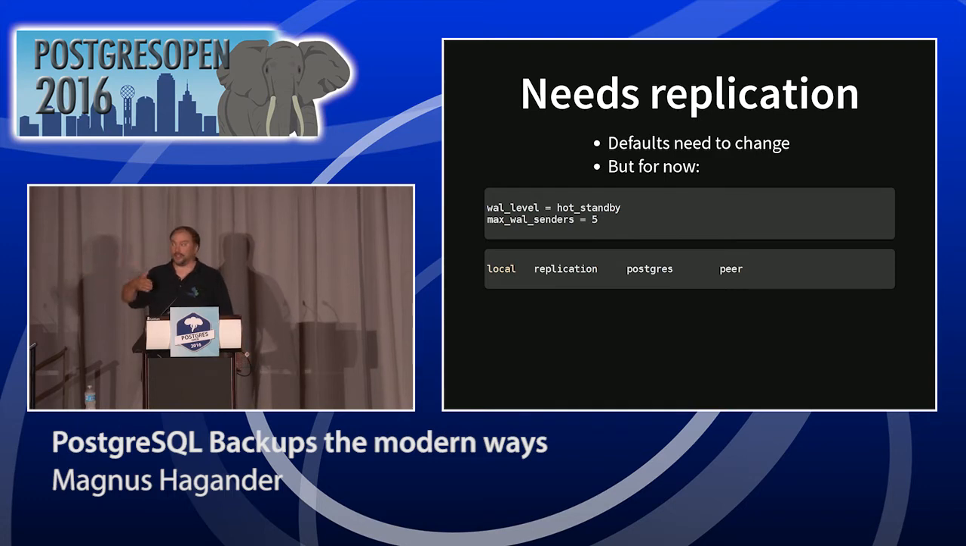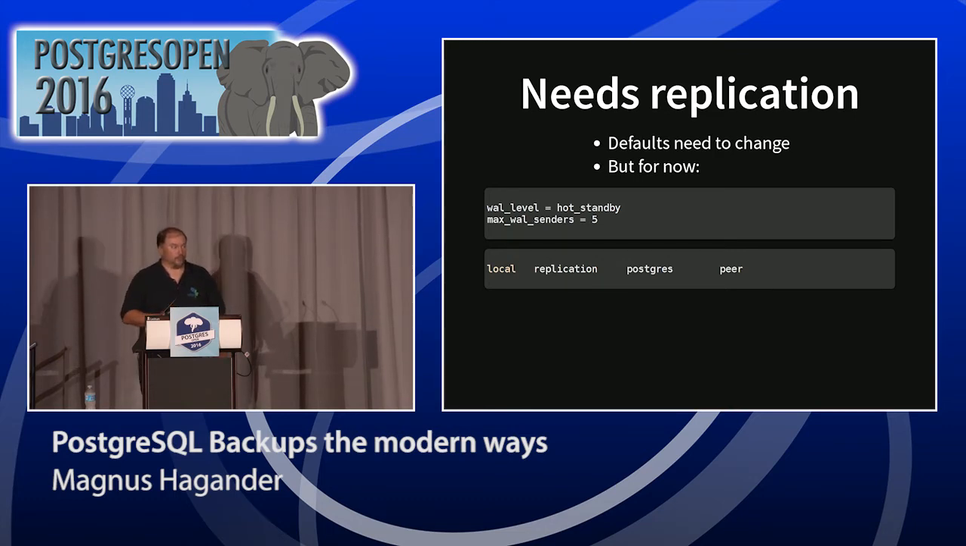max_wal_senders is the same as max_connections, just for replication connections. Just give yourself a couple of them. You might need it for other things. Unless you use them, it's not that much. You want the wal_level this high so that you can do things like hot standby and point-in-time recovery and things. And set it up immediately.